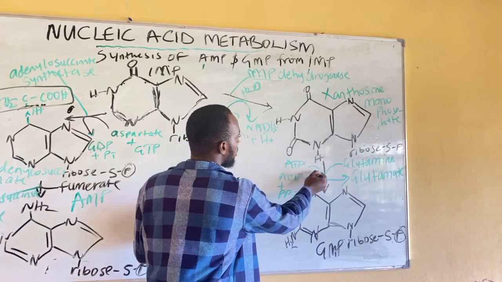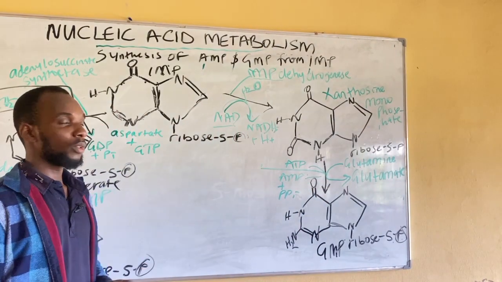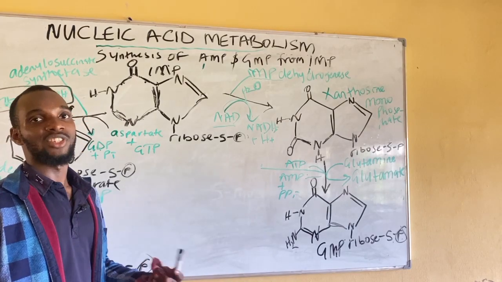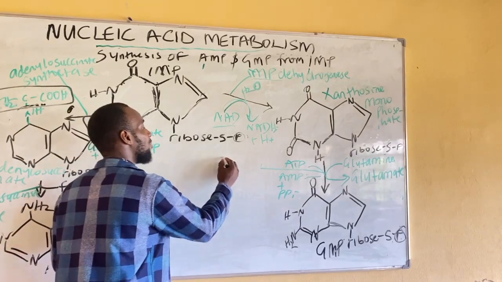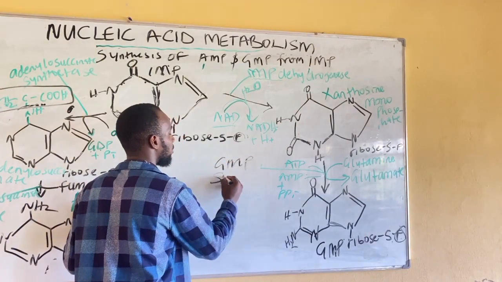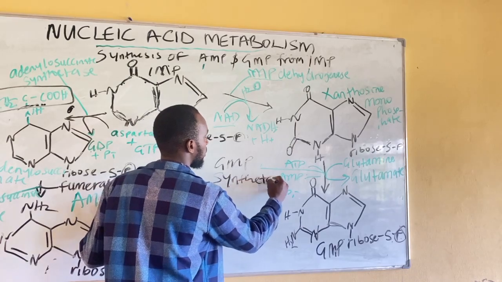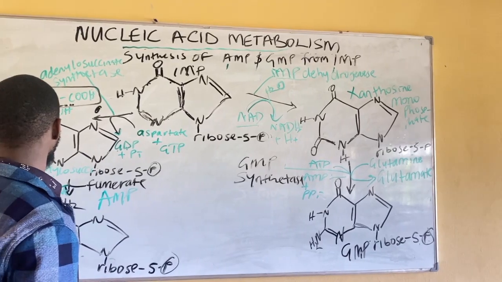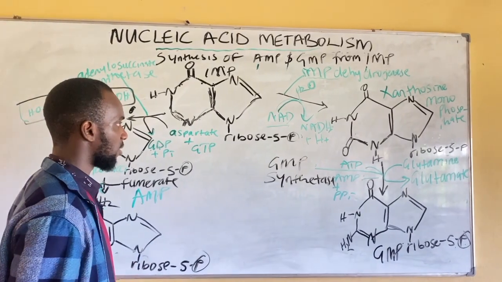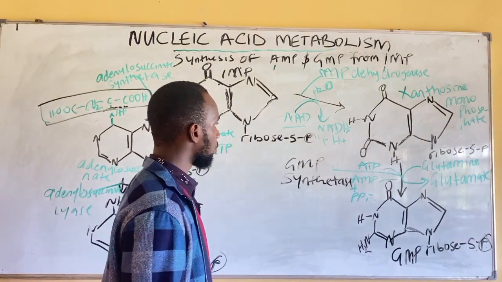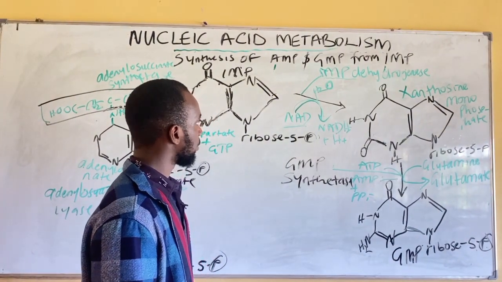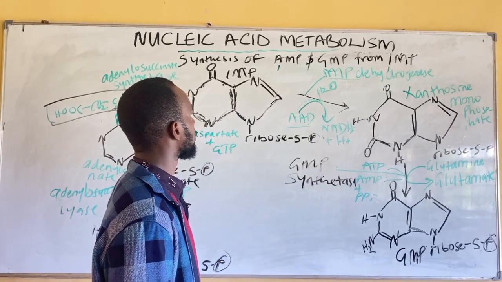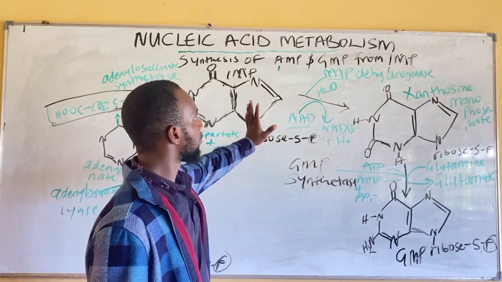What do you think the name of the enzyme that synthesizes GMP is? It will be called GMP synthetase. Very simple, GMP synthetase. That's all for this video. So you understand everything that went on.